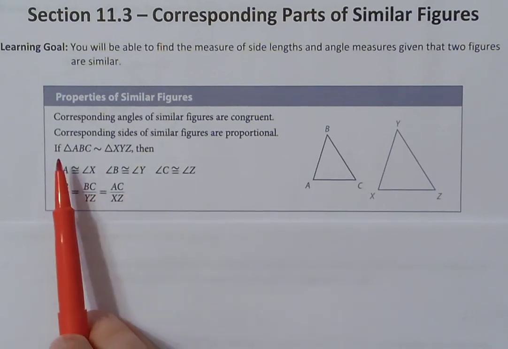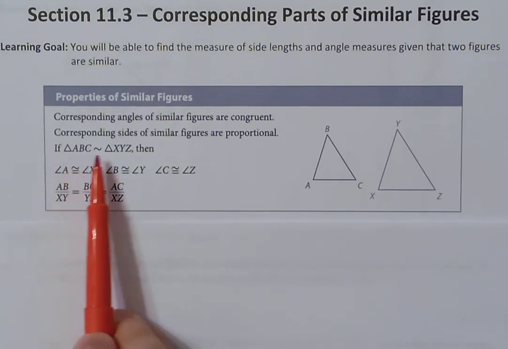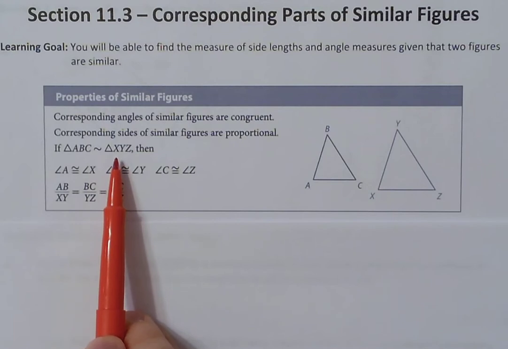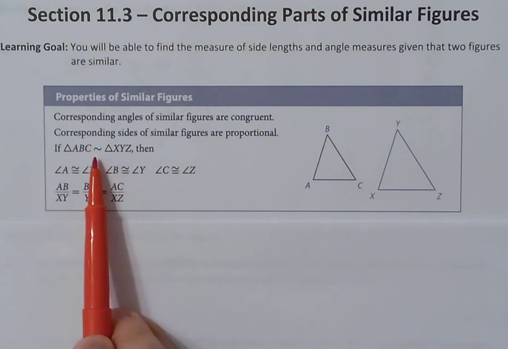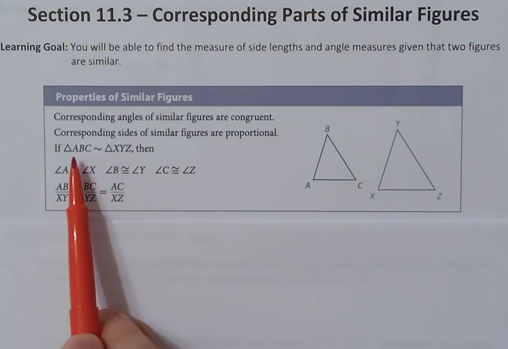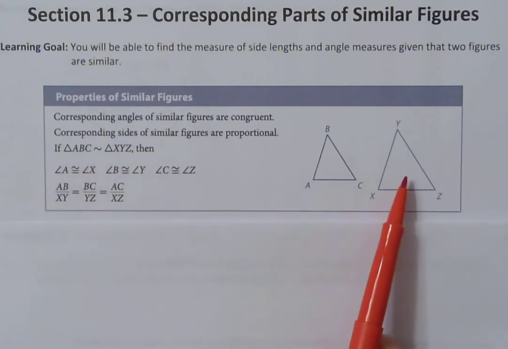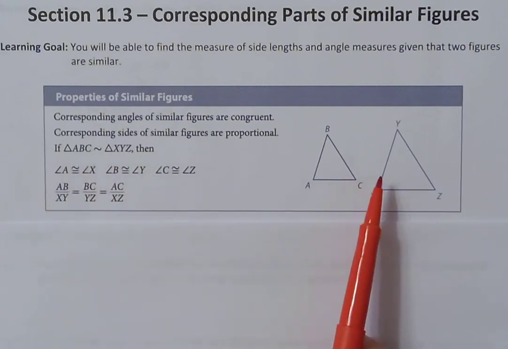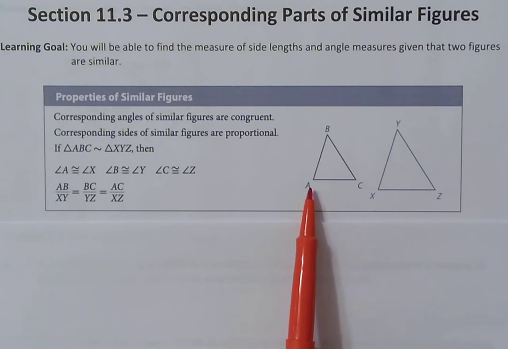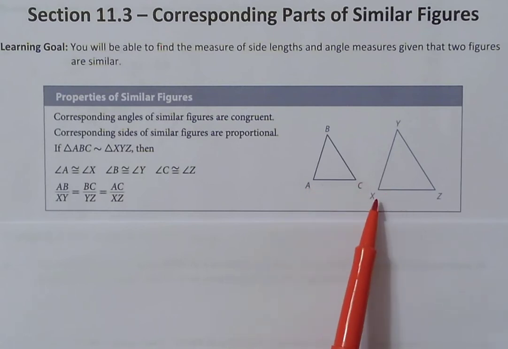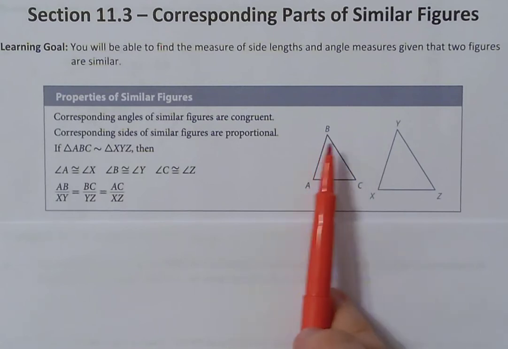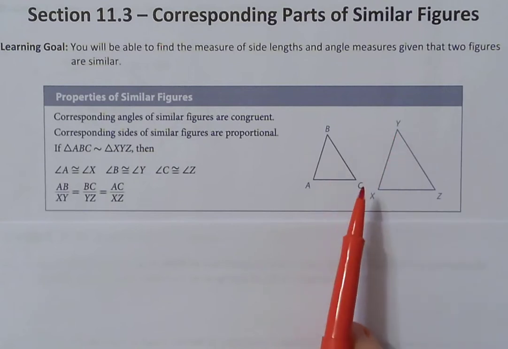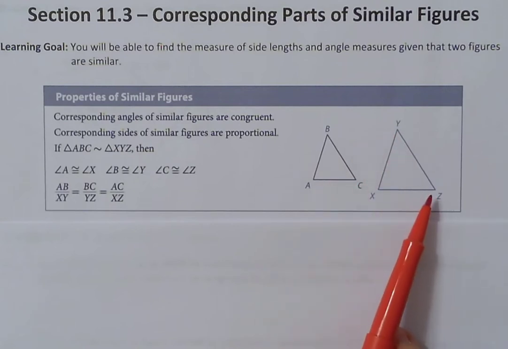So if triangle ABC is similar to triangle XYZ, this little squiggle just means similar. If these two triangles, ABC and XYZ, are similar, then angle A is congruent to angle X, angle B is congruent to angle Y, and angle C is congruent to angle Z. So corresponding angles are congruent.